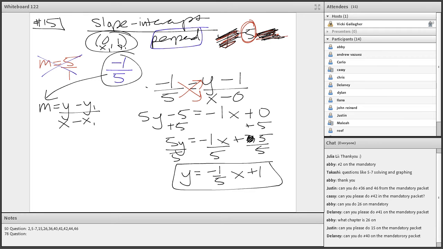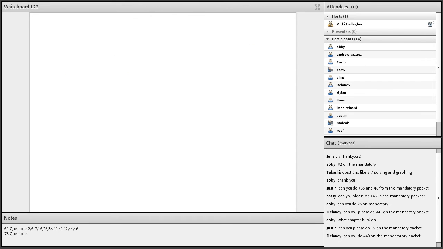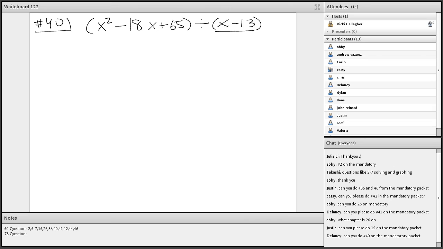Okay. So 40 is another division problem. On problems like these, you really want to pay attention to the notation that's written, so make sure that you're doing the right operation. So it's x squared minus 18x plus 65, and then it has a division symbol. That's just telling you, hey, you should do division. Specifically on this one, you can do synthetic. We're dividing by a binomial, and there's no number in front of the x. So synthetic would be great for this one.